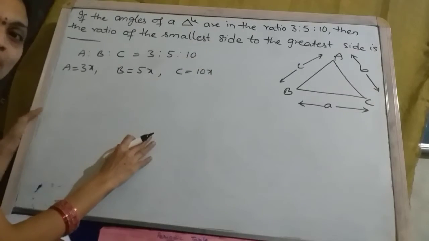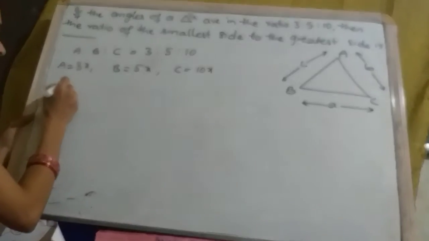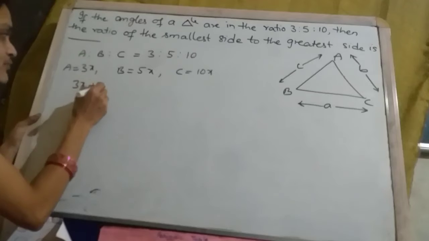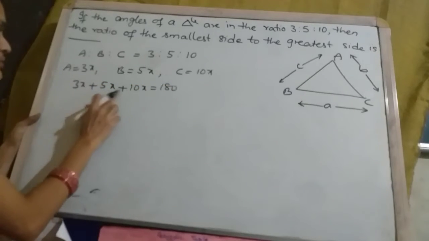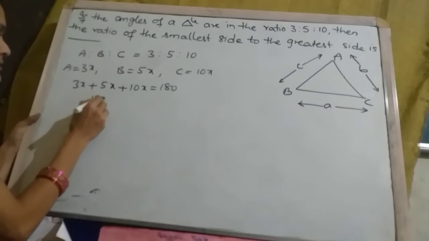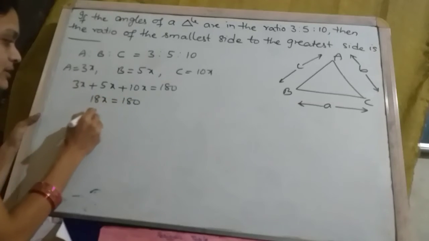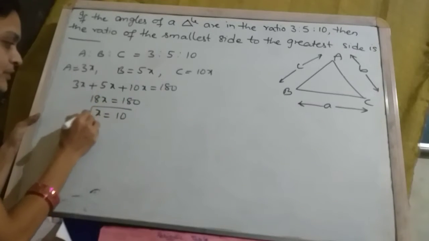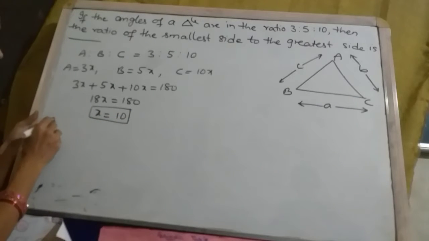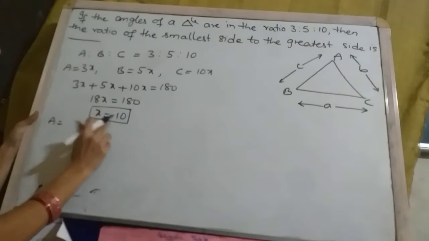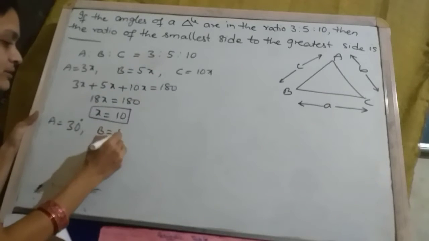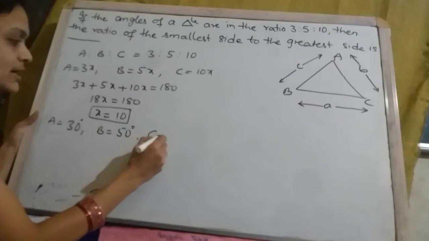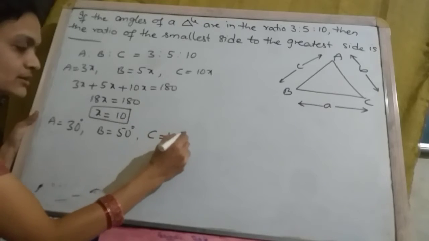10x. You know, the sum of all interior angles is 180. So 3x plus 5x plus 10x is 180. So here 18x equals 180. Here x equals 10. So then angle A is 3 into 10, that is 30 degrees, and angle B is 5 into 10, that is 50 degrees, and angle C is 10 into 10, that is 100 degrees.